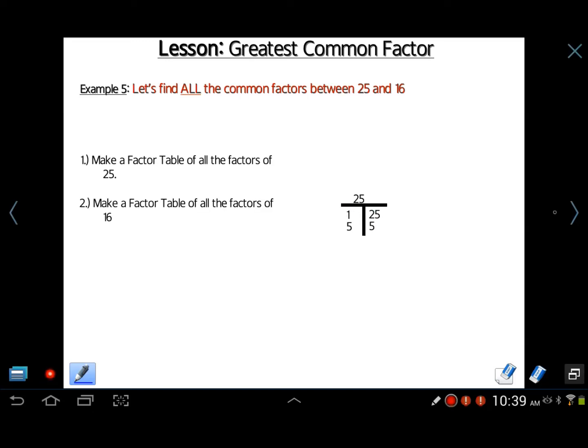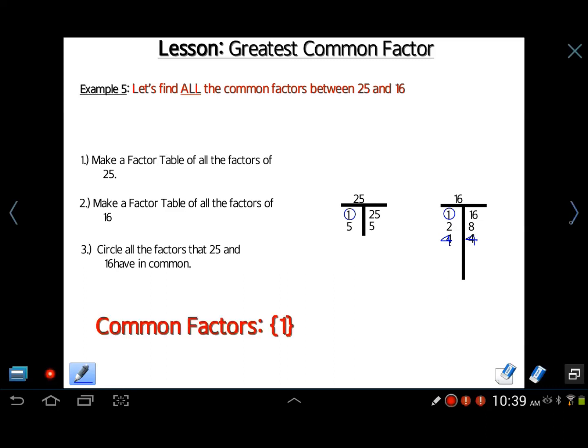Now let's do 16. 16 has 1 and itself, 2 and 8, and I think my PowerPoint's forgetting to put 4 and 4 in there. So all the common factors of 25 and 16, oh, there's my 4 and 4, is 1. The g.c.f. is 1. That doesn't seem very great, right? Greatest common factor, but that happens. Your g.c.f. can sometimes be 1.